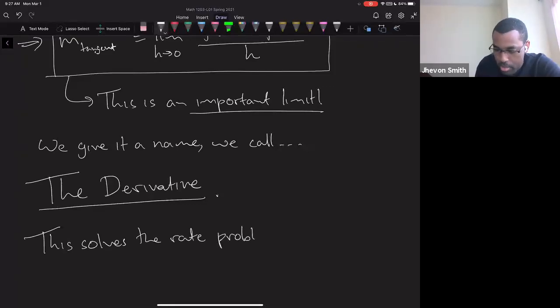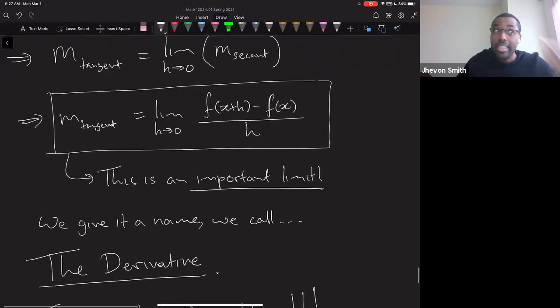Want to know how fast something is moving in general? Find that limit. That limit will tell you how fast it is moving at this point. Find that limit, it'll tell you.